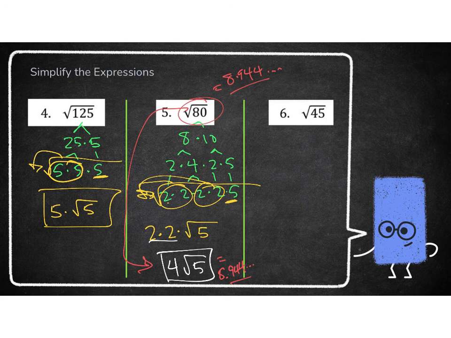All right, let's take a look at number 6. I've got the square root of 45. So I'm going to break 45 into 5 times 9.